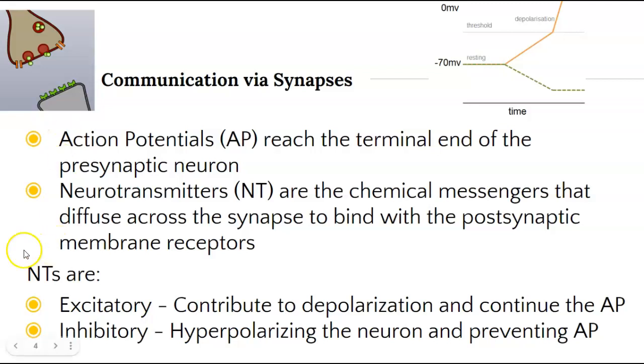Now, neurotransmitters can either be excitatory or inhibitory. Kind of makes sense, right? Excitatory ones contribute to the depolarization. That means, yes, yes, yes, we love this, we're getting to the positive number, and they will continue the action potential. Whereas inhibitory ones do the opposite: they inhibit the depolarization of the neuron, and instead it will actually hyperpolarize and go even more negative. That will prevent the action potential from actually firing off.